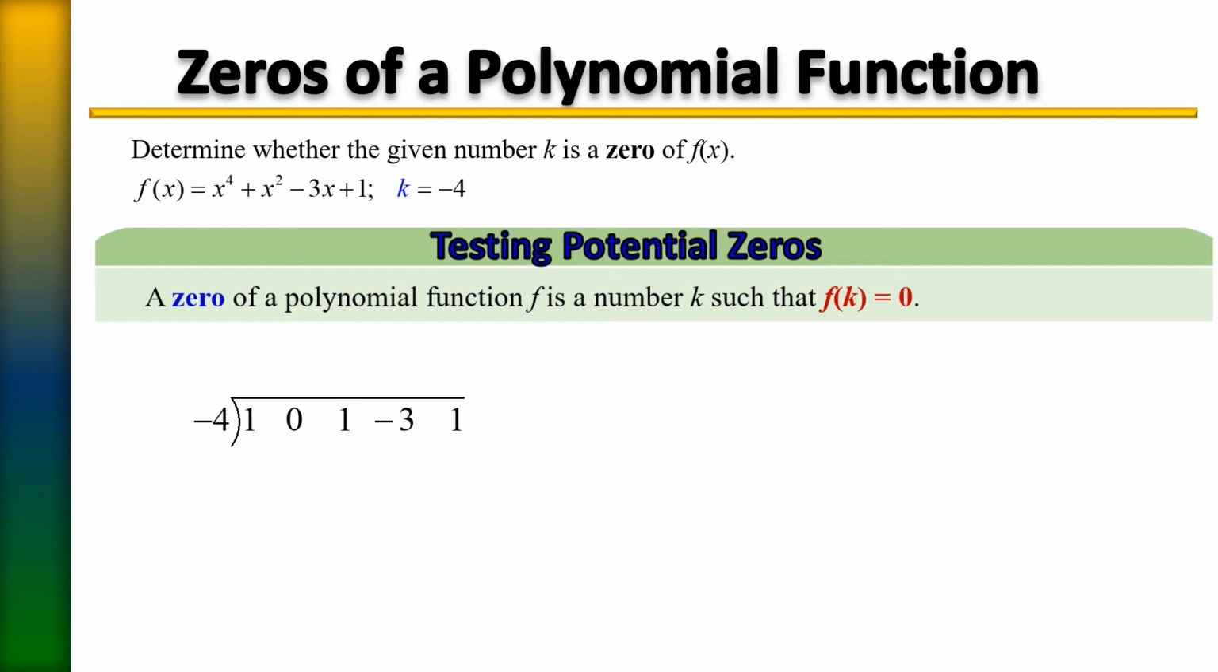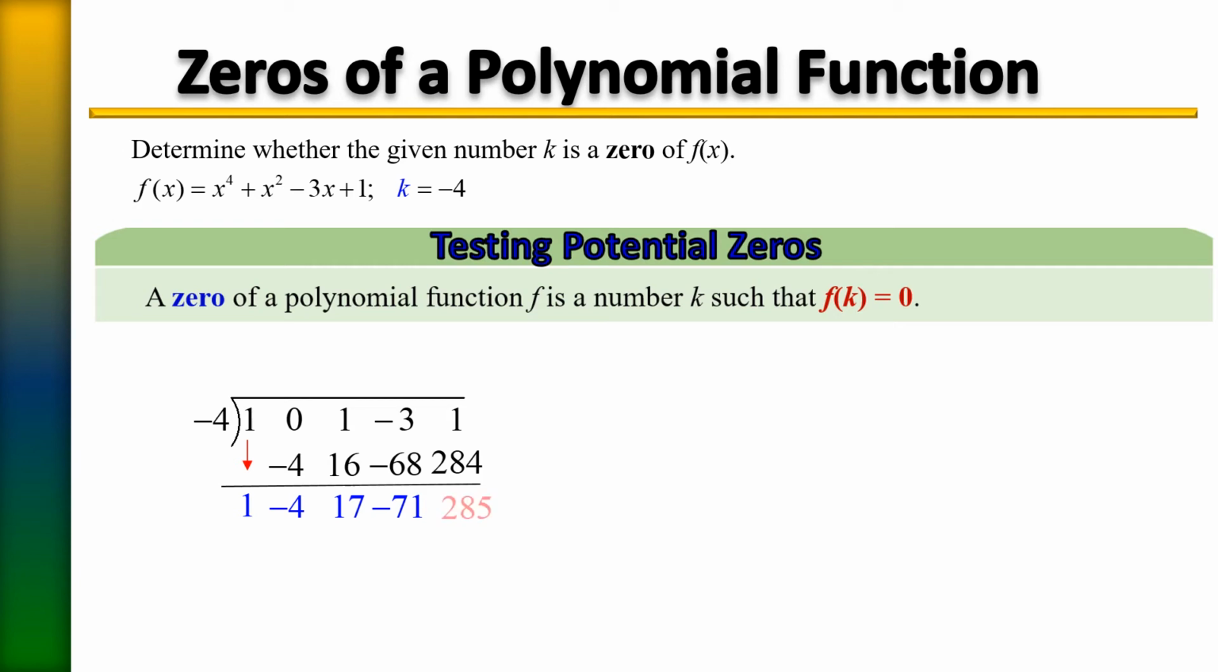Okay, so let's see how you did. Let's begin the synthetic division process. We're going to bring down a 1, multiply that with negative 4 to get negative 4. Bring down a negative 4, multiply that with negative 4 to get 16. Bring down a 17, multiply that with negative 4 to get negative 68. Combine these and bring down negative 71, multiply that with negative 4 to get positive 284.